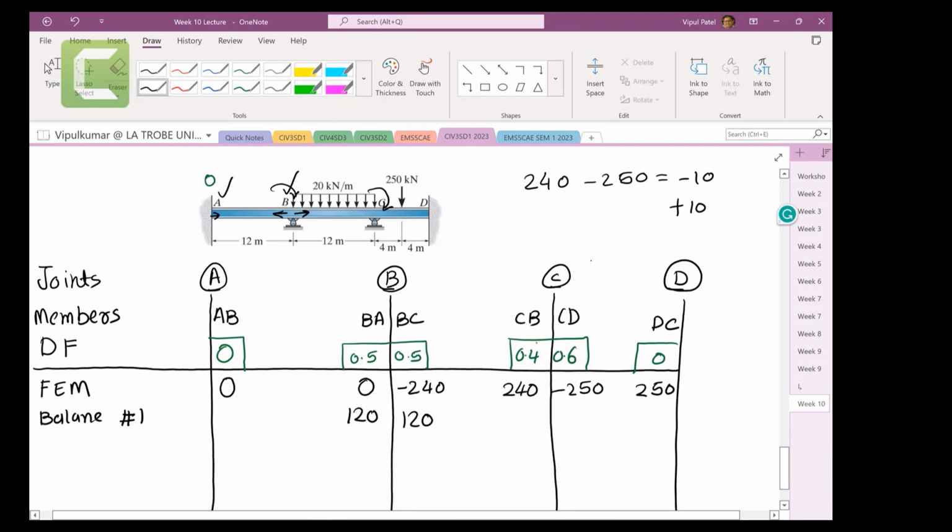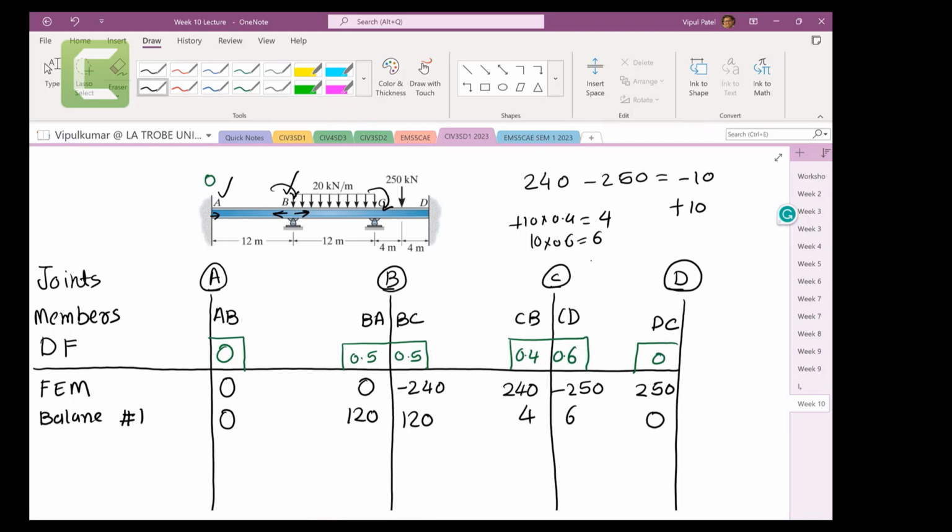Again, the concept is the same. CB says I will take 40% of 10, 0.4. So plus 10 times 0.4 equals 4. This one can take 4, and the remaining, 10 times 0.6 equals 6, will be taken by the other member. I hope it makes sense. This guy is by itself, so 0 times 0 is 0 and 250 times 0 is 0. Look at these balance steps.